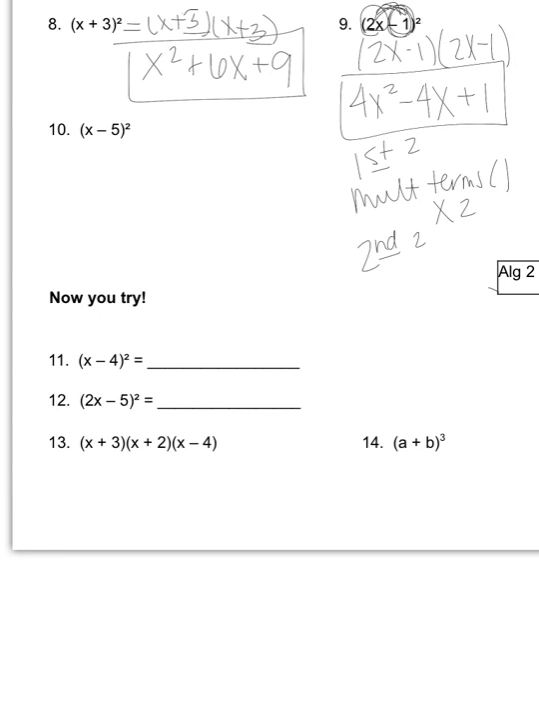So let's try that on number 10. We could do what we did on number 8 on number 10, but let's practice what we used on 9. Any binomial squared, all you have to do is square the first term, so that's x squared. Then you'll multiply the terms inside parentheses. That would give you negative 5x, but you have to double it because there would be 2 of them, so times it by 2, which would give you negative 10x. And then when you square the negative 5, you get positive 25. Okay, so you can try 11 and 12 on your own.